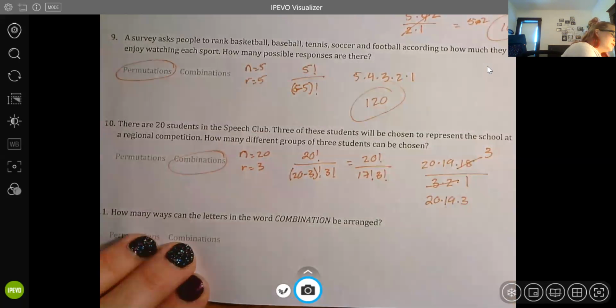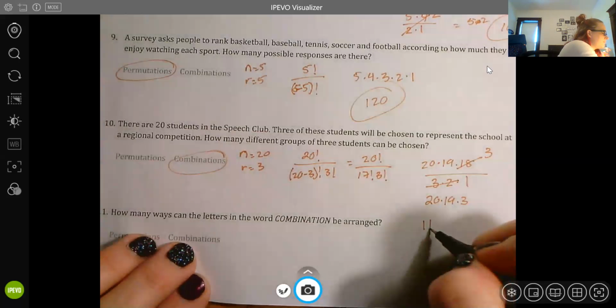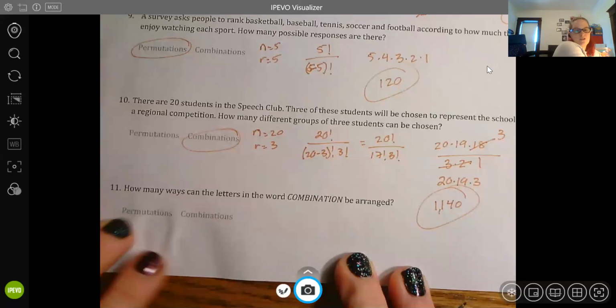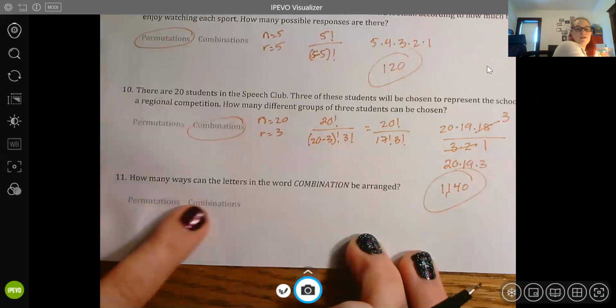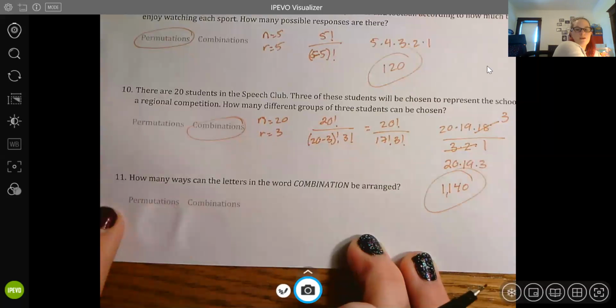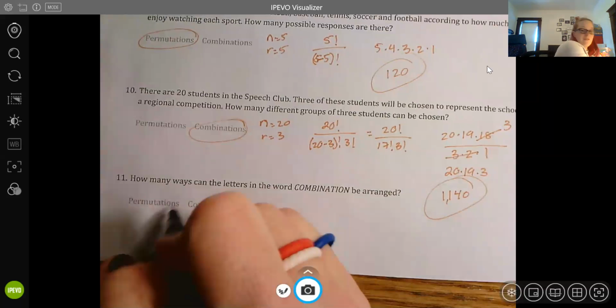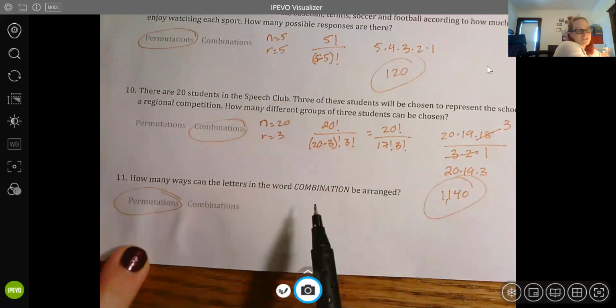So grabbing my calculator, I have 1,140 different ways that we can pick 3 students from the speech club. All right, last problem. How many ways can the letters in the word combination be arranged? Okay, so when we're talking about using a letter and not repeating it, this is a permutation, even though we trickily use the word combination in here.